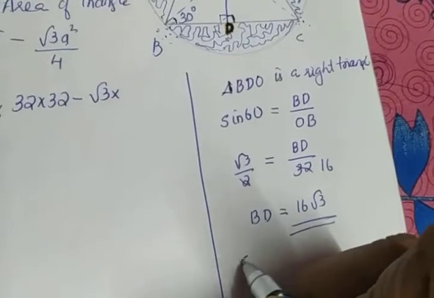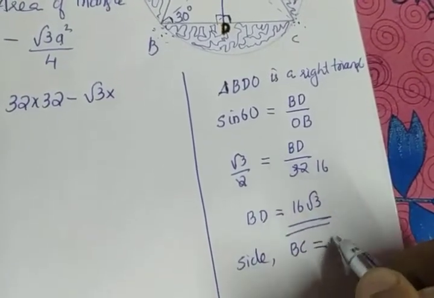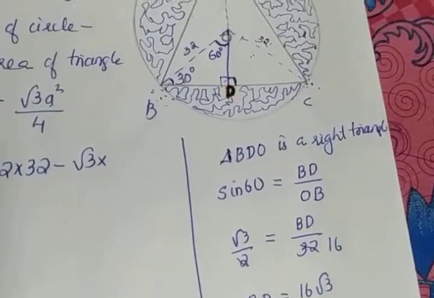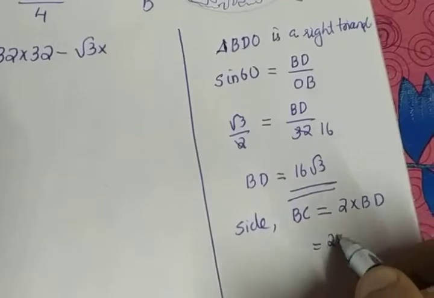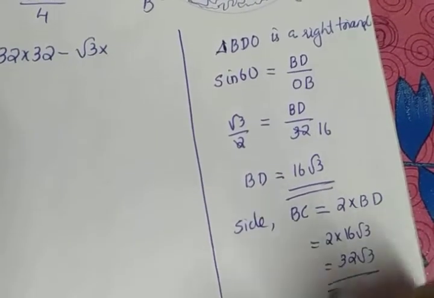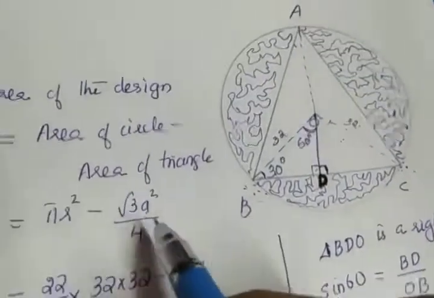Okay, we need the side of the equilateral triangle. Side of the equilateral triangle is BC. BC is equal to 2 times BD from the figure. BC is equal to 2 times BD, that is 2 into 16 root 3, which gives you 32 root 3. Therefore, side of the equilateral triangle is 32 root 3. So we are going to substitute the value.